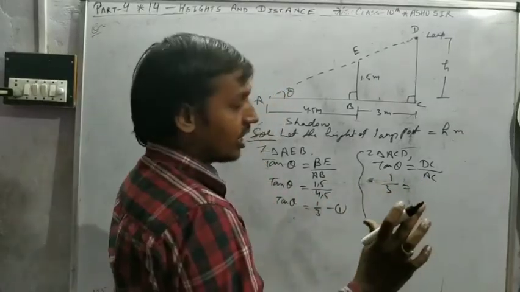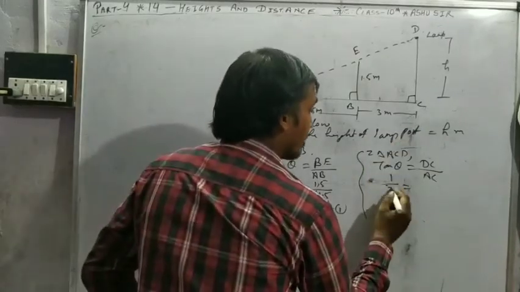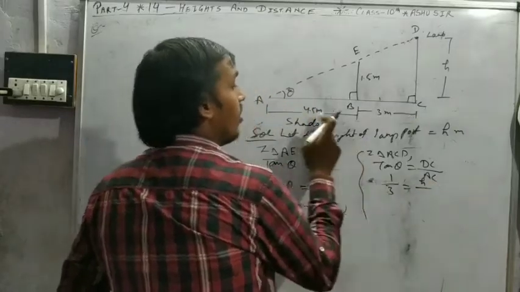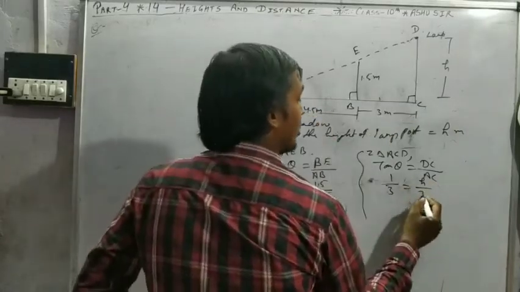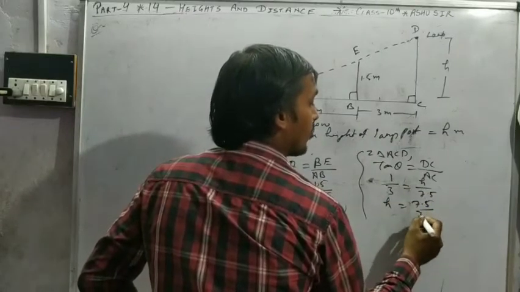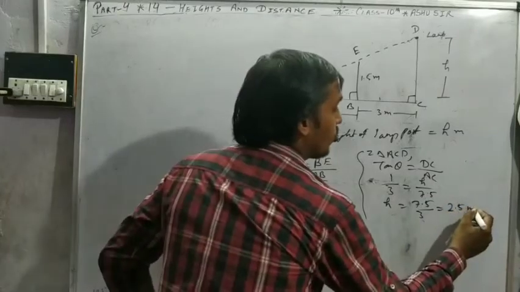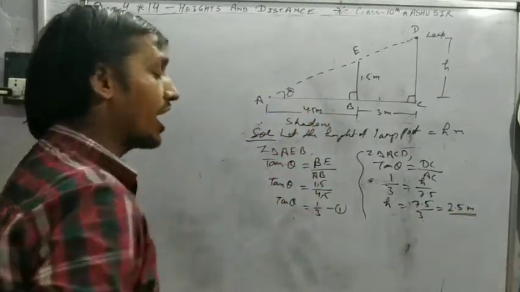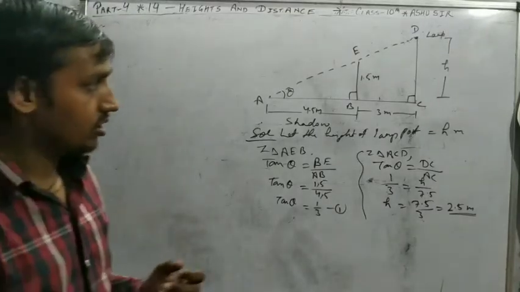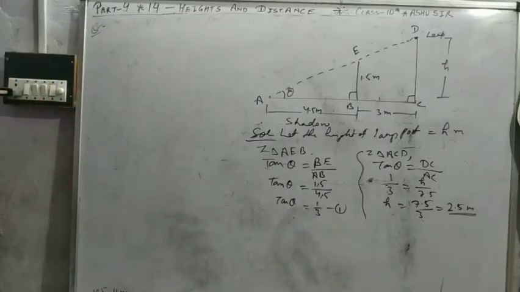I hope you understand, and you solve the question in your mind. What's the answer? DC is h, and AC is the whole 4.5 plus 3, that is 7.5. So h is equal to 7.5 upon 3, that is 2.5 meter, the height of the lamp post. Okay, I hope you understand the question. Pause the video and note it down.